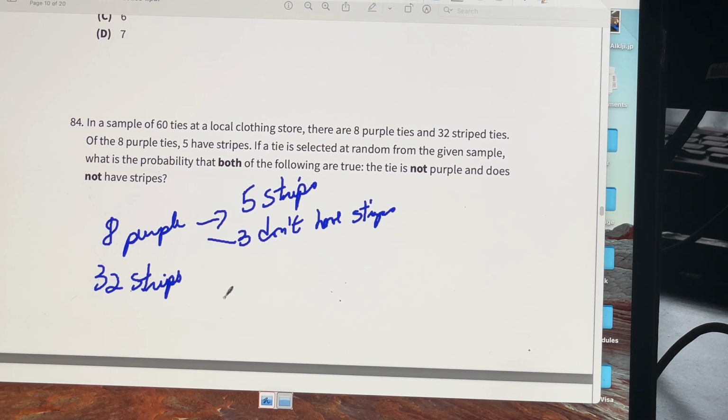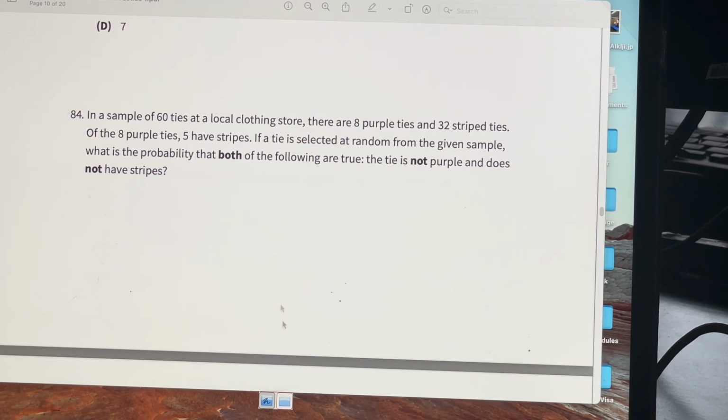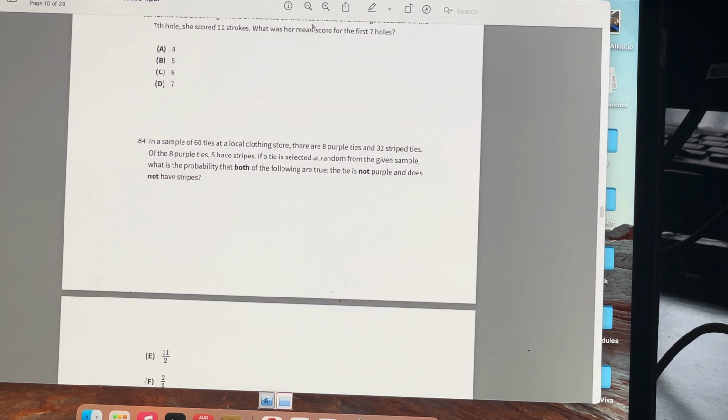If a tie is selected at random from the given sample, what is the probability that both of the following are true? The tie is not purple and does not have stripes. Alright, so I see what you mean. Let me make this a little smaller because I want to see the numbers.